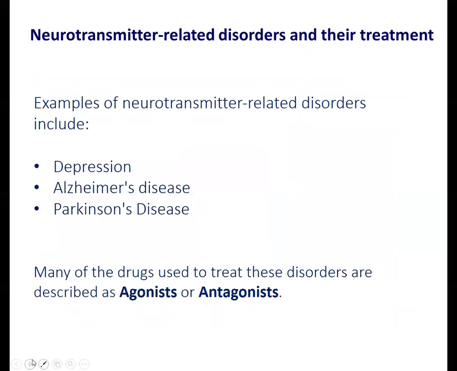So we're going to have a look at a couple of disorders that are related to neurotransmitters. You'll have heard of a few of them already: depression, Alzheimer's, and Parkinson's disease. You don't need to know great detail about these disorders at all. We're going to look at three main drugs: agonists, antagonists, and inhibitors, and how these three types of drugs are used to treat various disorders that are related to neurotransmitters. First of all, we're going to have a look at agonists and antagonists.